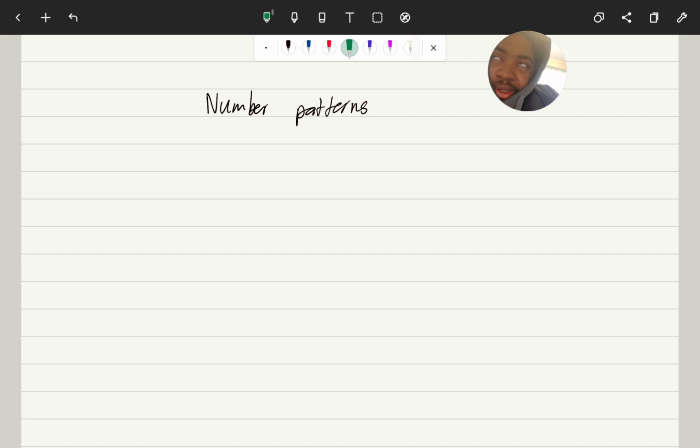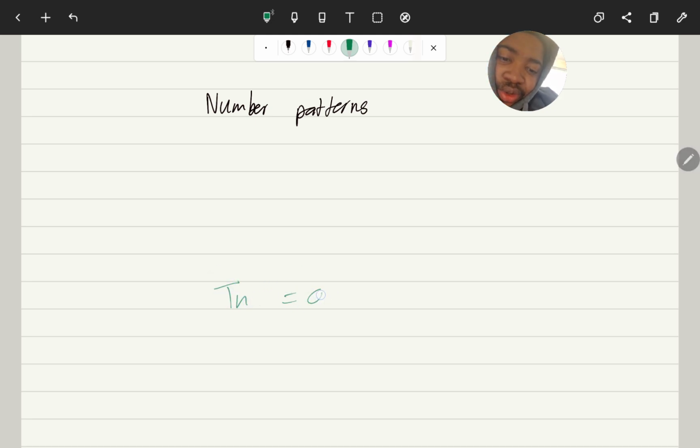We are talking about number patterns now. It's the first video. The number patterns we are focusing on for grade 10 are linear number patterns. As you get to higher grades, you will start doing quadratic number patterns, but now we're just doing linear number patterns. With linear number patterns, there is one thing you must always know: the general formula, what it looks like.